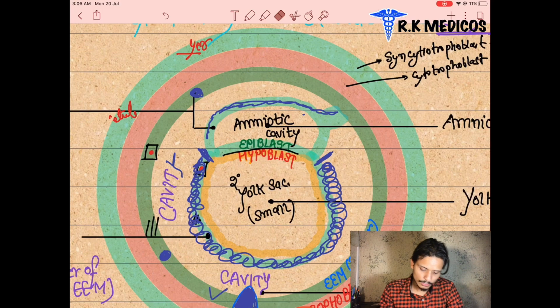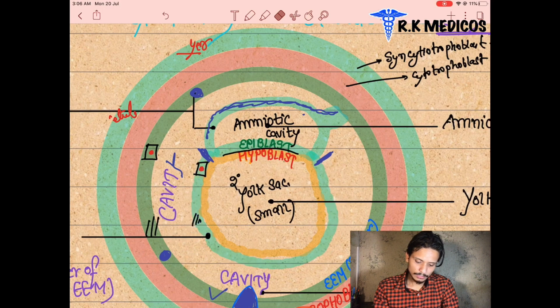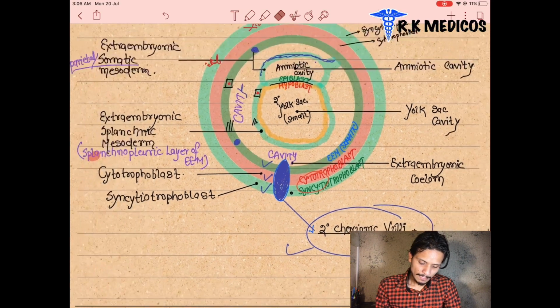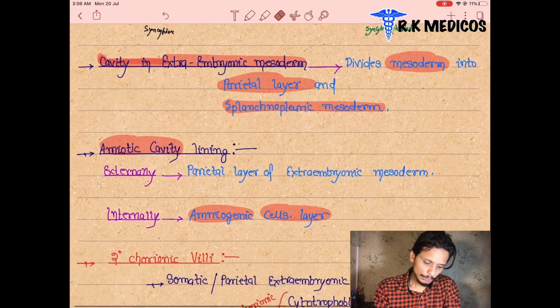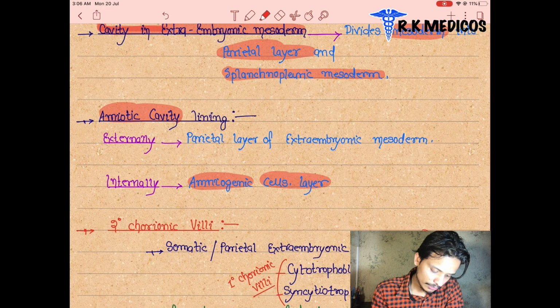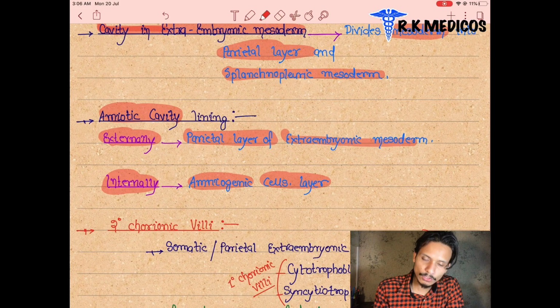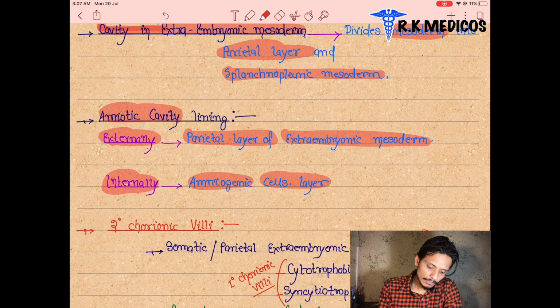Now you know what it is. I'm not going to tell it, because it will take a lot of time. Next point: externally, the parietal layer of the extra embryonic mesoderm is covering, and internally the amniogenic cells.